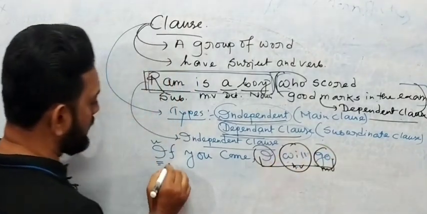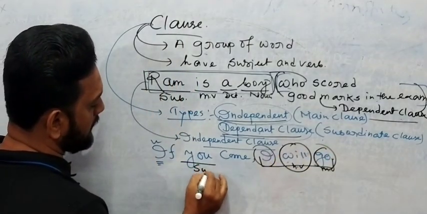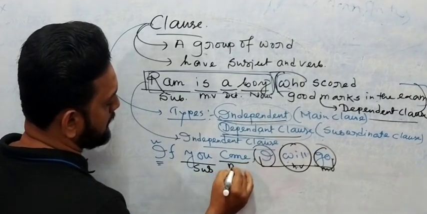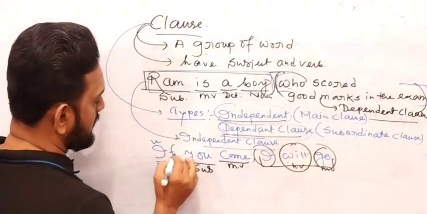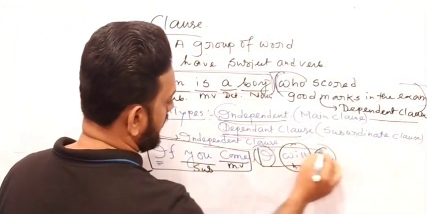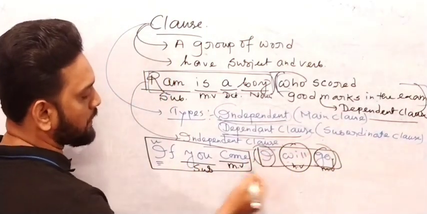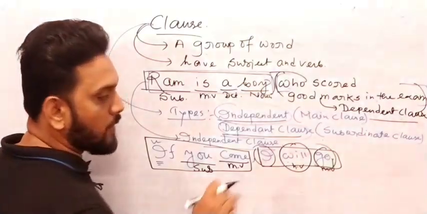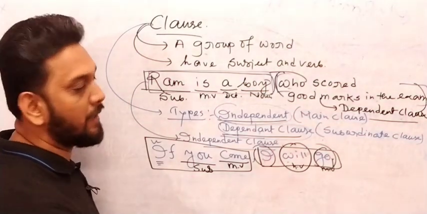Yes or no? And whenever you see, you is the subject over here and come is what? The main verb of this clause. So it's one clause: if you come. Another clause is I will go. So how many clauses are there? Two clauses. One will be an independent clause, another will be a dependent clause.